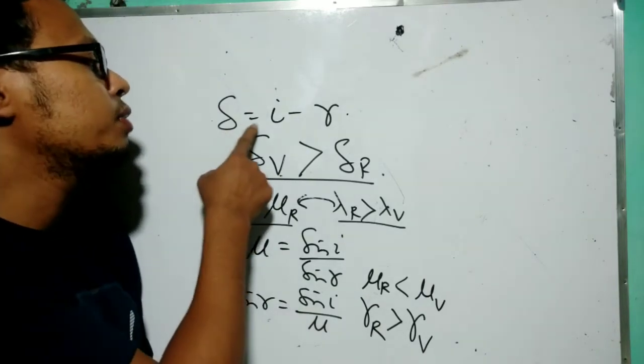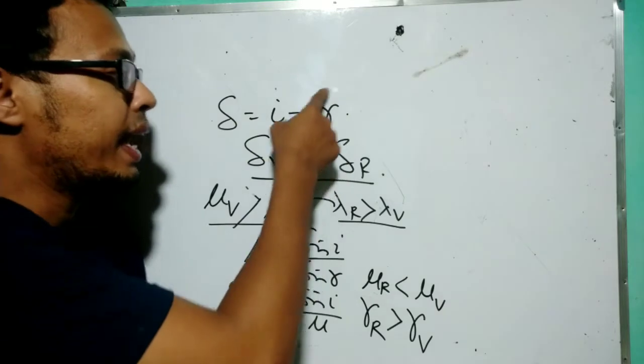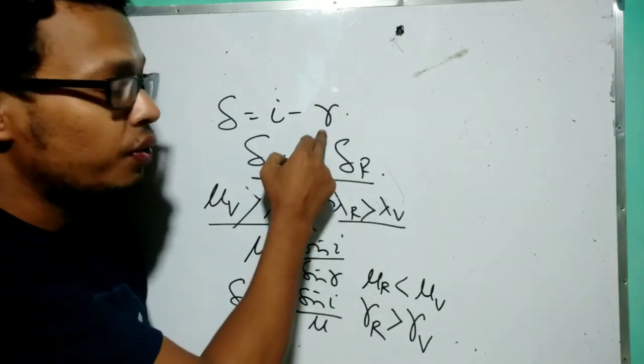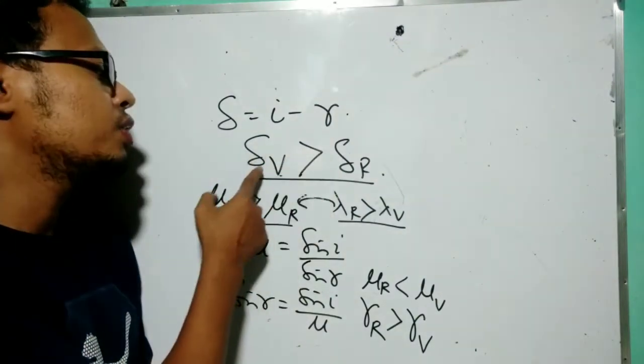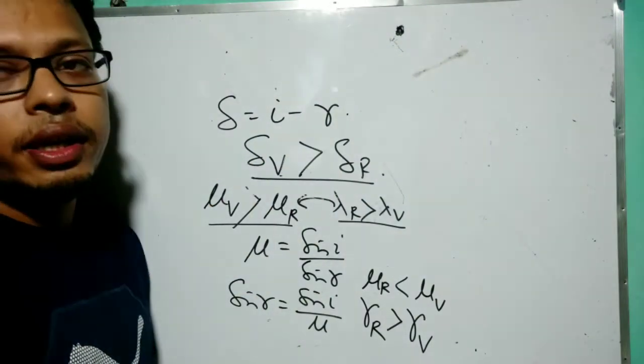See here, delta equals i minus r. As r, meaning the angle of refraction for the red color, is more than for the violet color, obviously delta v will be greater than delta r.